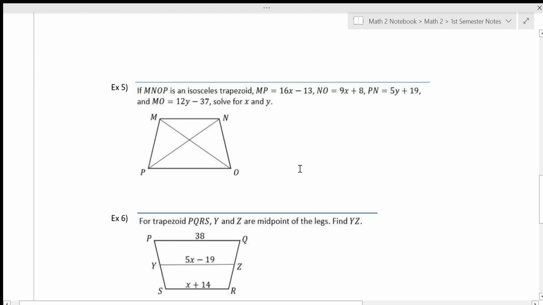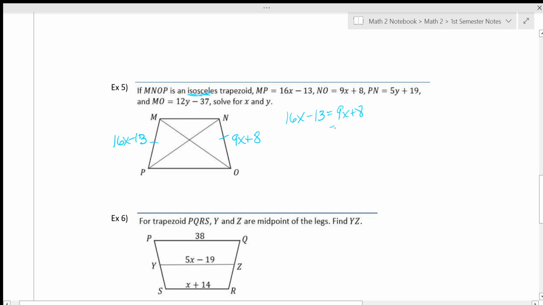Okay, example 5. MNOP is an isosceles trapezoid. That means we have 2 congruent legs here, MP and NO. So if MP is 16x minus 13, and NO is 9x plus 8, then we can solve for x by setting those equal, because we know it's an isosceles trapezoid. So 16x minus 13 equals 9x plus 8.